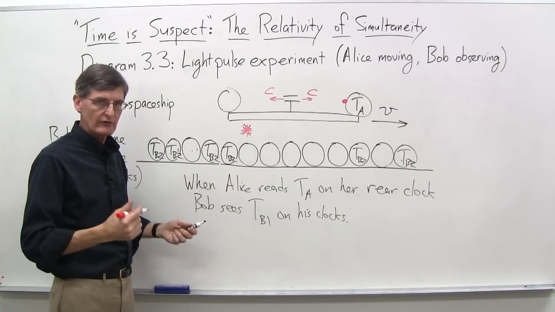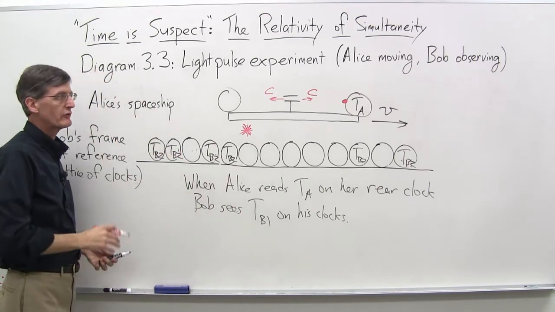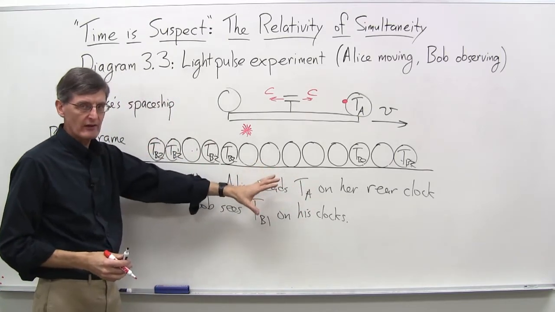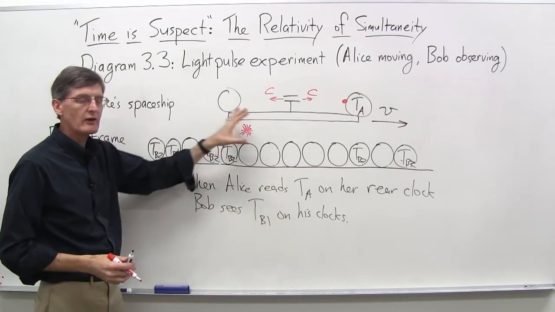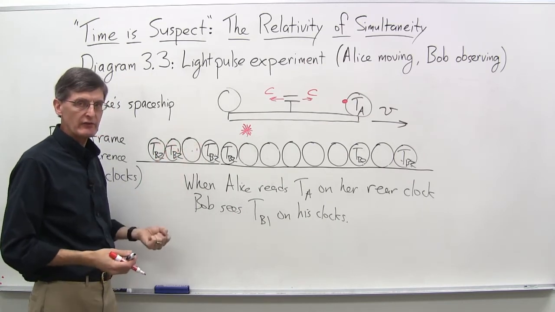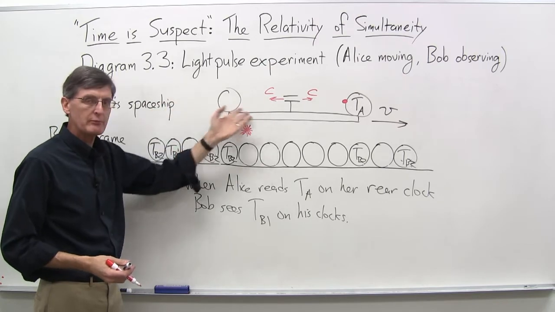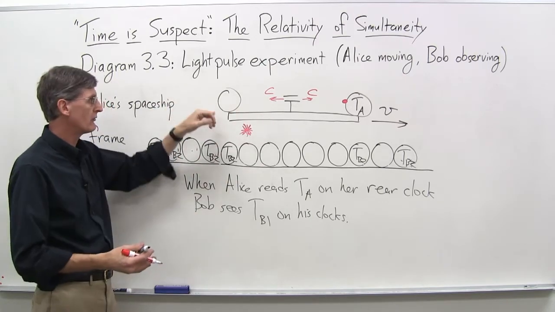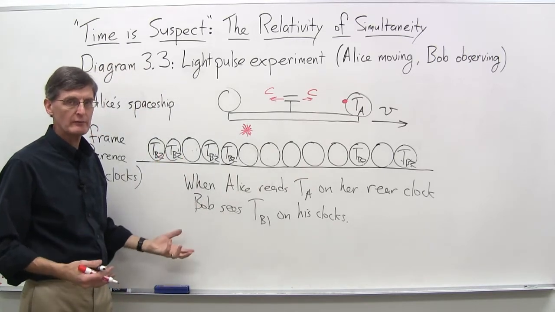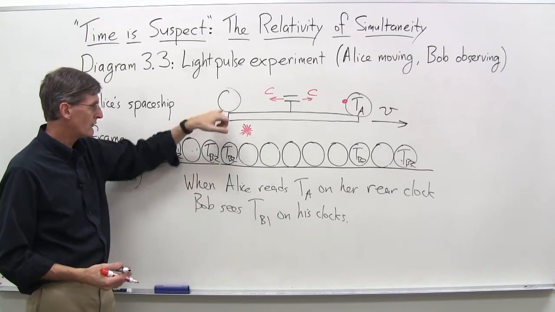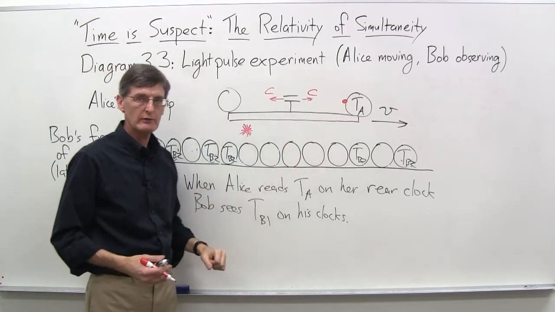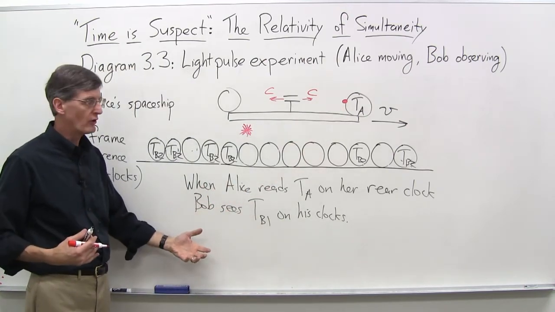And this is one of Einstein's key insights: time is suspect. All Bob's clocks are synchronized in his frame of reference. Alice's clocks are synchronized in her frame of reference. Okay? Therefore, if you talk about simultaneous events, Alice is saying the two light pulse hits on her clocks were simultaneous events because they both occurred when the clocks read T sub A. Bob is saying no, they were not simultaneous events because the first one over here occurred when my clock read TB1, and the second one over here occurred when my clock read TB2, and I know my clocks are synchronized. So something's wrong here.